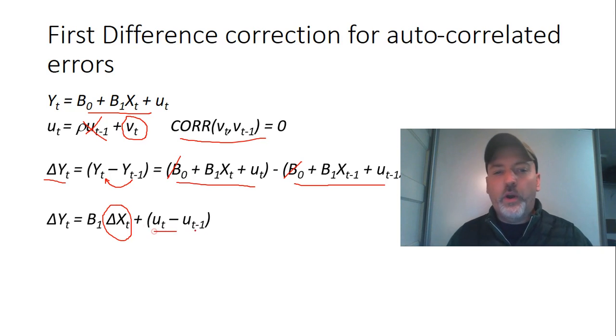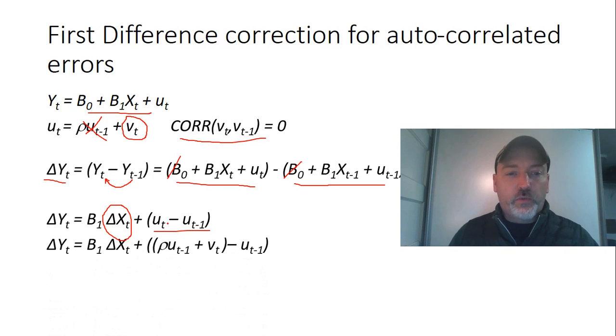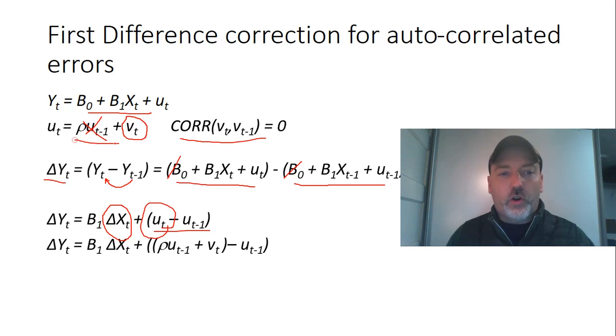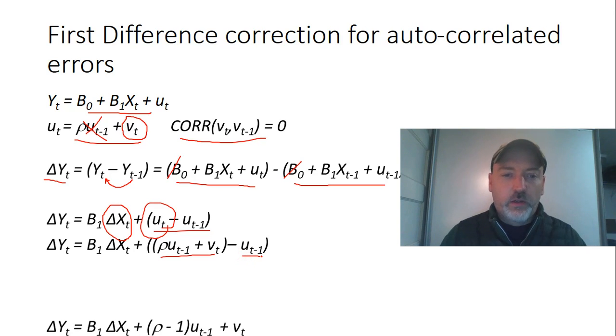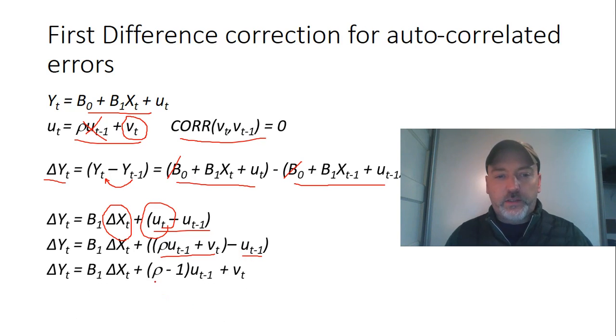And then the whole point is we get this new error term that is differenced, the change from one period to the next. What's going to make that useful is to remember that this UT is our AR1 process. So we plug that in here for UT. Now we've got a rho UT minus 1 minus a UT minus 1 here, and that's going to collect up into this term, rho minus 1 times UT minus 1.